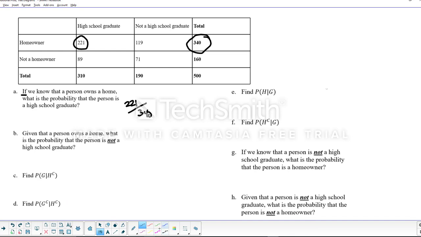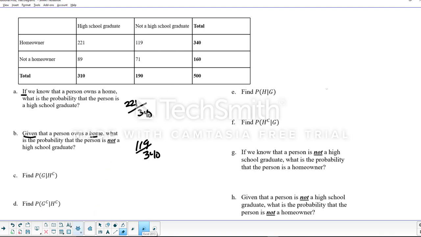Okay, so the next one we're looking at: given that a person owns a home, what is the probability that the person is not a graduate? So again, we have this condition, given that they own a home, tells us what our denominator should be. We again are looking at those 340 people that own a home. Now, the cell we are interested in are those that are homeowners that are non-graduates. So we're still looking in that row. We're restricting everything to just the row of homeowners to find that value. Okay, 119 out of 340.